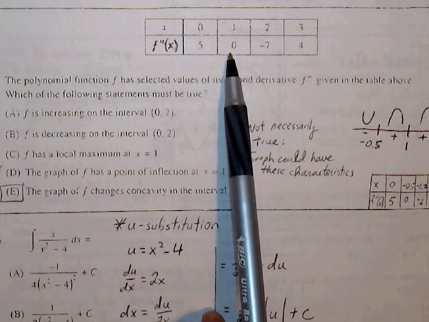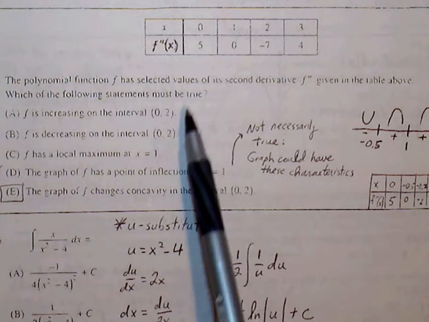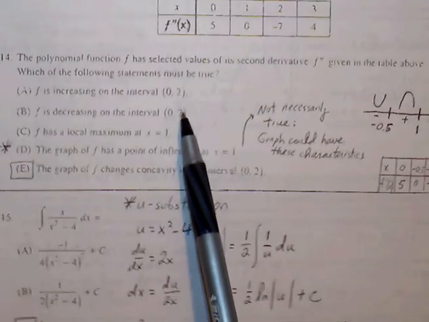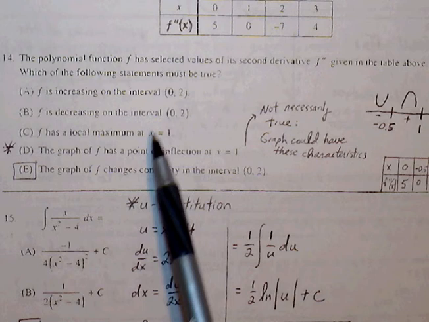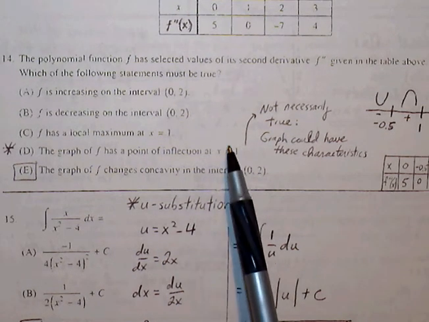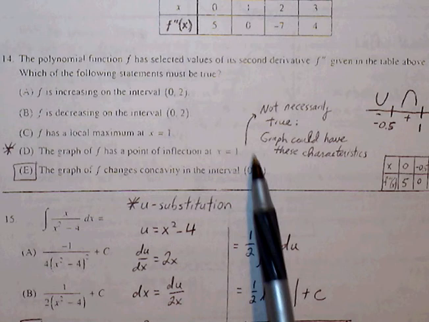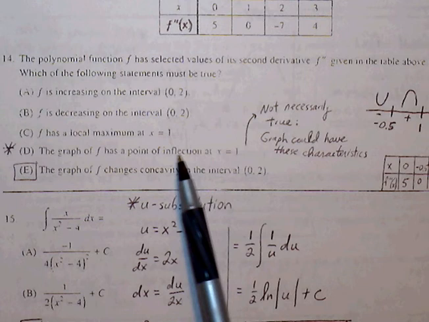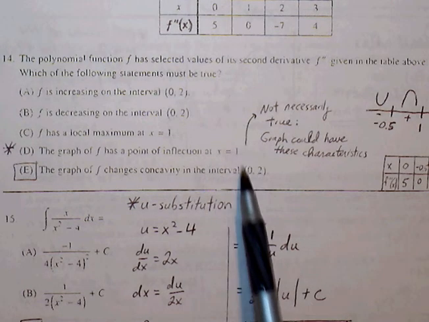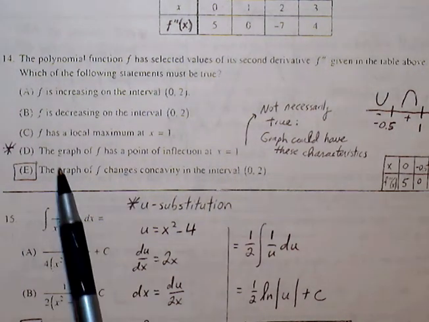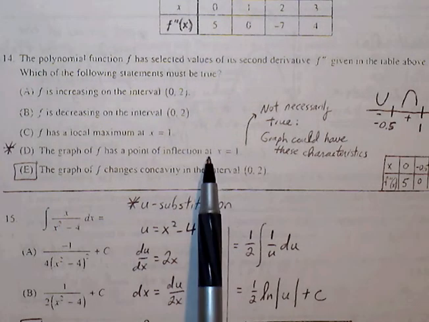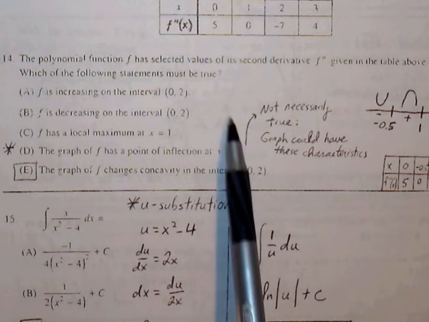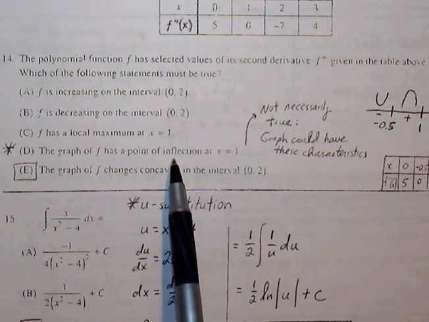Because we only have the second derivative, we don't necessarily know enough information to say anything about increasing, decreasing, or a local maximum. Now, parts D and E refer to second derivative information, which is point of inflection or concavity. So it looks like it's going to be one of these two choices. Most students are going to gravitate towards part D because we see a 0, a positive, and a negative, so they assume there's going to be a point of inflection.